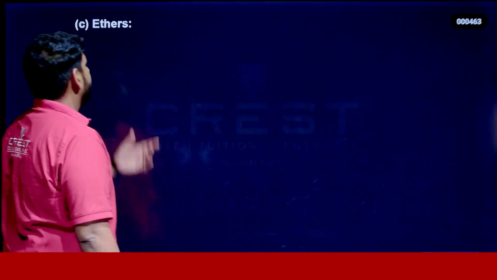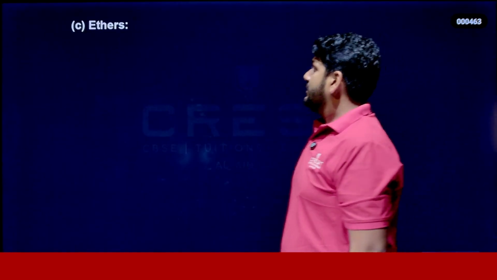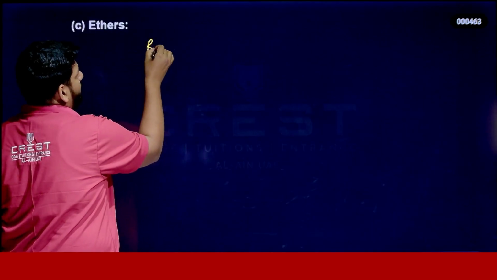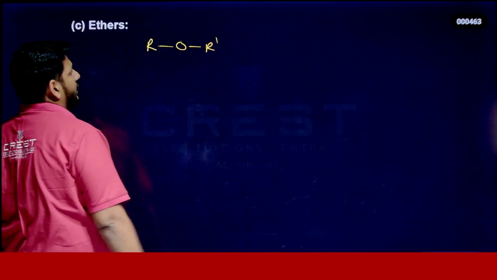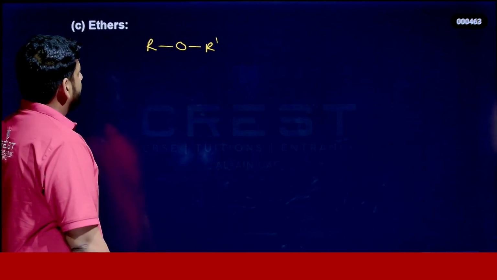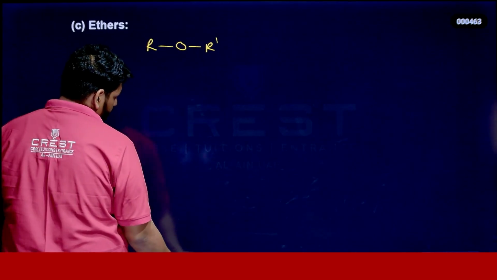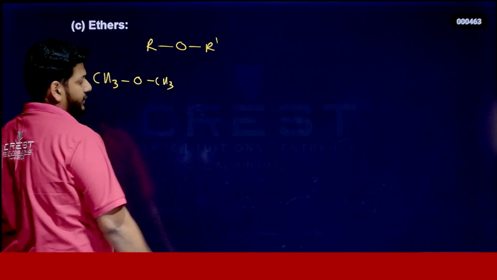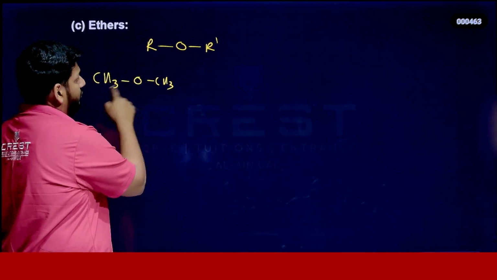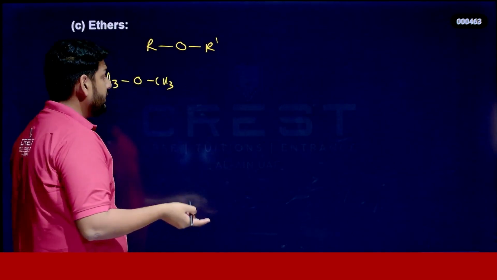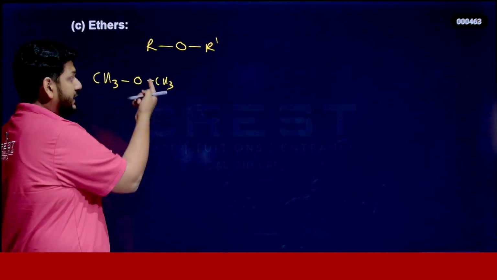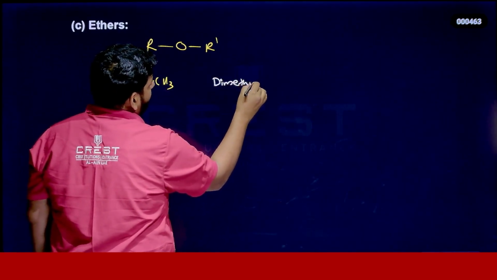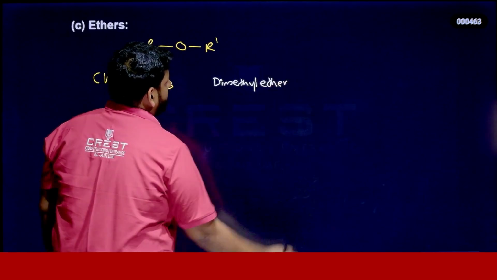Now we can go to the IUPAC nomenclature of ether. Look here, it's very simple. In ether nomenclature, we know the concept, ether has two alkyl groups. I will give some examples. The simplest ether is CH3-O-CH3. Both sides have a methyl group, so the common name will be dimethyl ether.